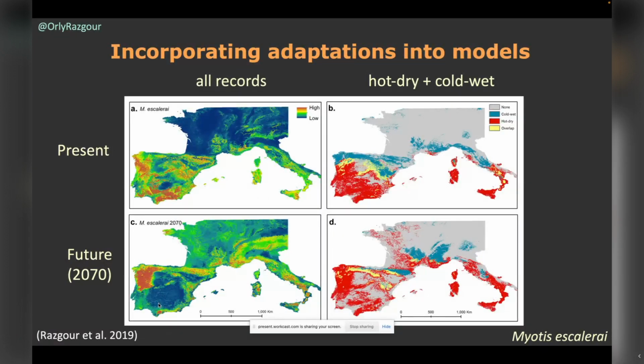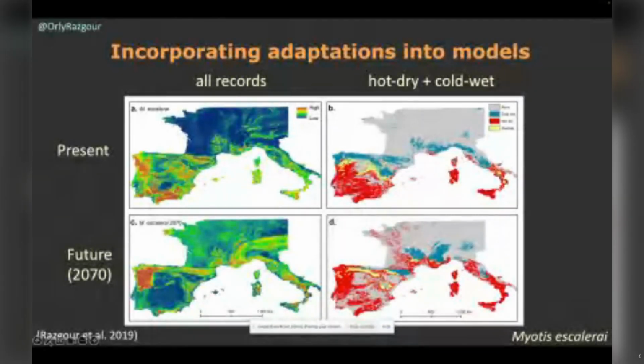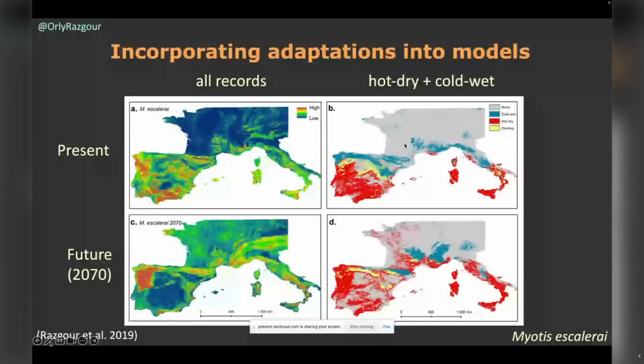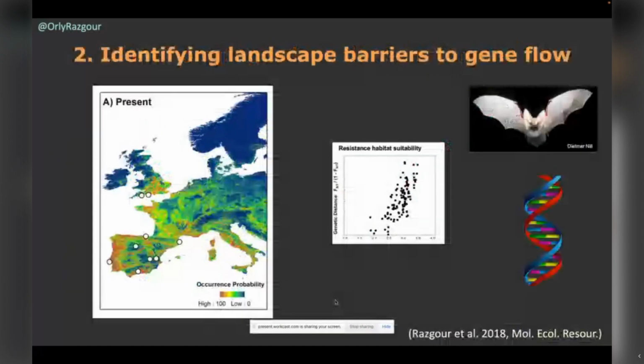Now, what we did, we generated separate models based on their genomic information for those individuals that are adapted to hot and dry conditions, in red, versus those individuals that are adapted to cold and wet conditions, in blue. When we did that, if we compare these two maps at the bottom for future conditions, we can see that when we consider adaptive variation, we have reduced range loss projections in our models.